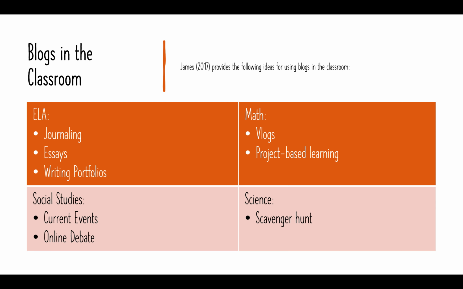In social studies, educators can post a current event each week to the classroom blog and have students respond to the event. Educators can also post a debate question, have opposing sides comment their arguments, and decide on a debate winner based on responses. In science, questions can be posted to a classroom blog to encourage students to research various topics.